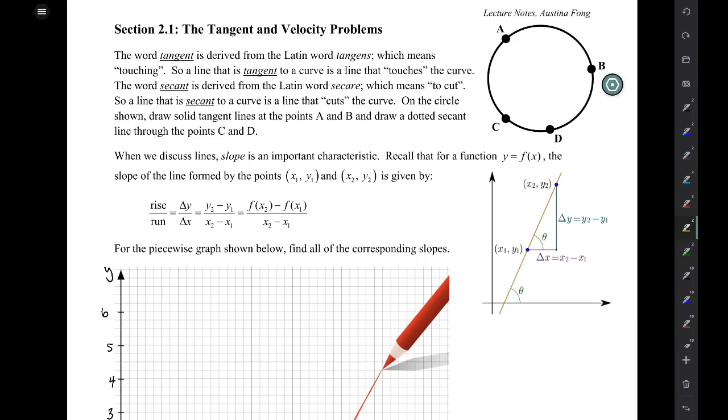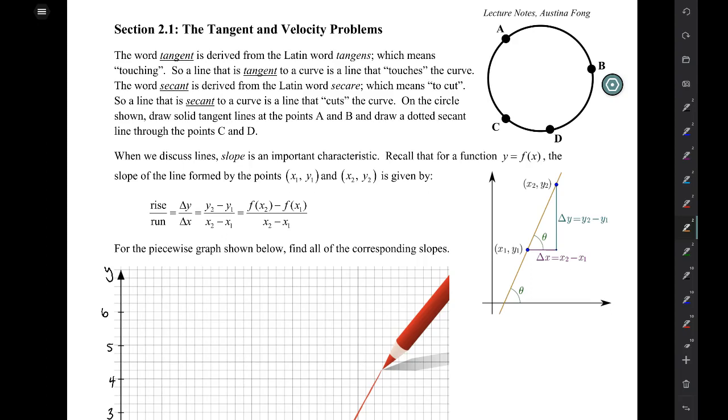So the word tangent is actually derived from the Latin word tangens, which means to touch or touching. Okay, so the idea is that a tangent line to a curve is a line that touches the curve. And then a secant line, the word secant, is derived from the Latin word secare. I don't know if I'm pronouncing it right or not. And that means to cut. So just the meaning of those two words, you can kind of get an idea of what the difference is between these two lines. A secant line will cut, and a tangent line will touch.